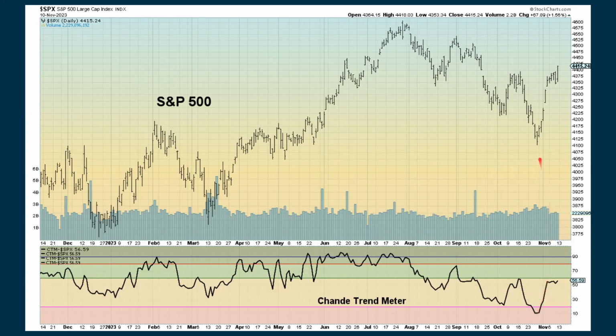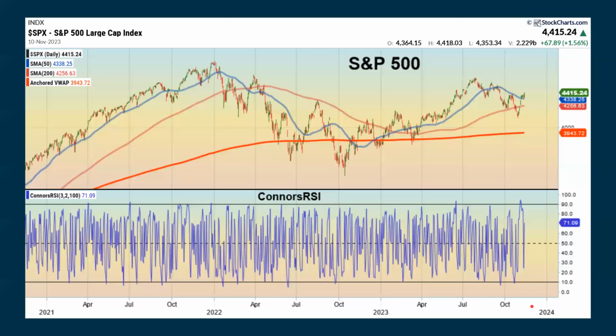And that was about where we bottomed with the market. So sometimes this can be useful. Right now, it's really not telling us all that much.